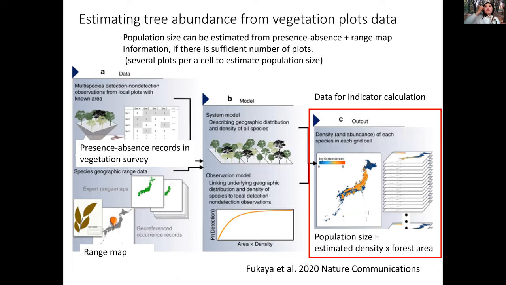Next to the red list plants, we are going to calculate indexes for common tree species. For this calculation, we use estimated population size based on presence-absence records in vegetation surveys plus range maps. Such population size estimation is possible if there is a sufficient number of plots, which means several plots per area to estimate population size.